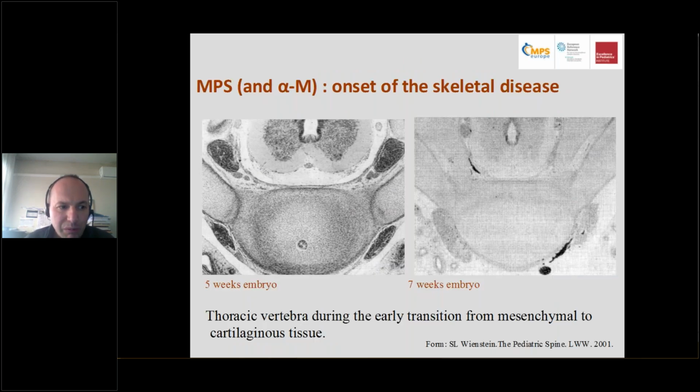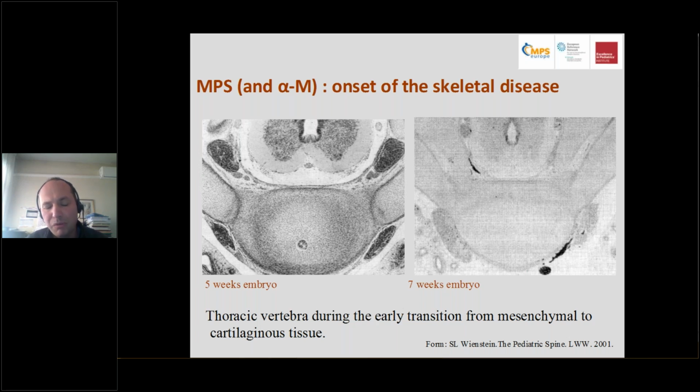And when does the problem begin? Very early, because I like to show these two samples of a human embryo. This is a thoracic vertebra in the very transition from the mesenchymal tissue to the cartilaginous tissue, and it happens between the 5th and the 7th week in prenatal life. So if you remember that the beginning of the problem is the alteration of the chondrossification system, you can easily understand that the problem really begins very early.